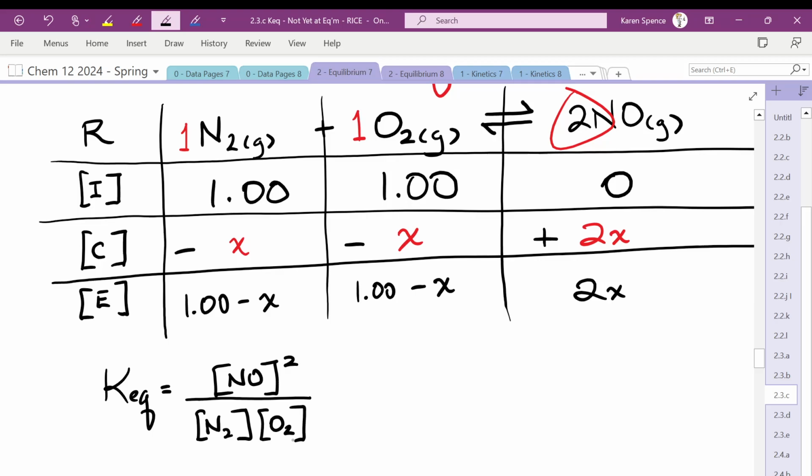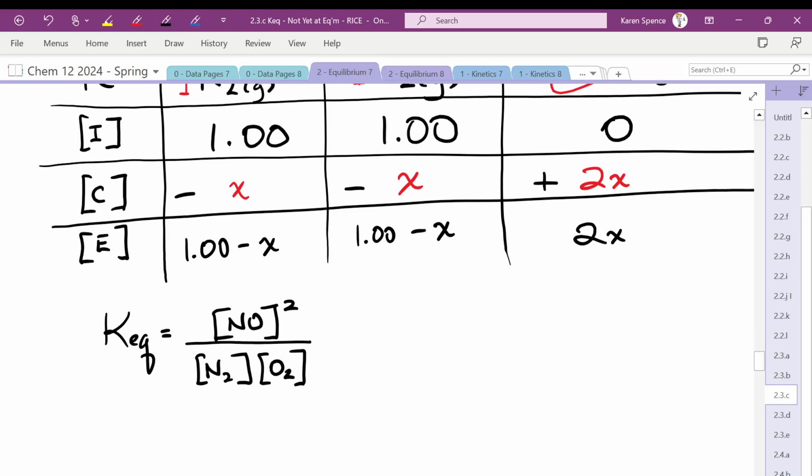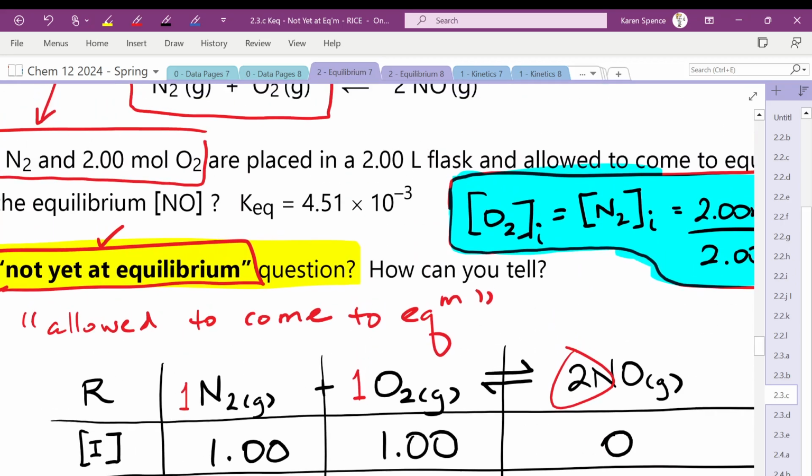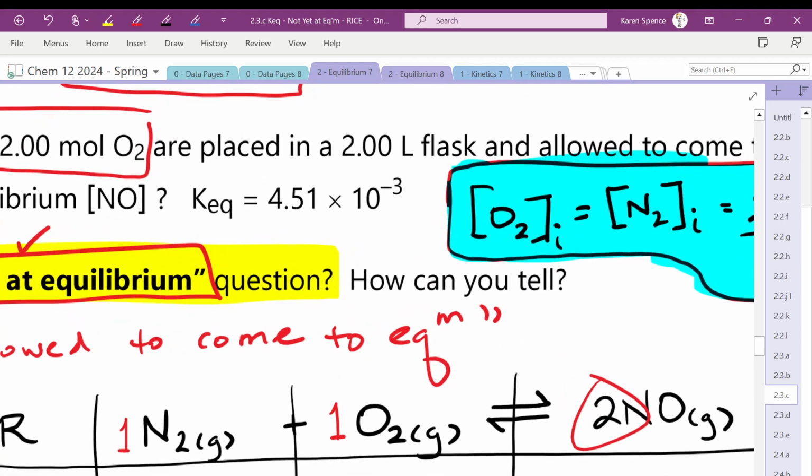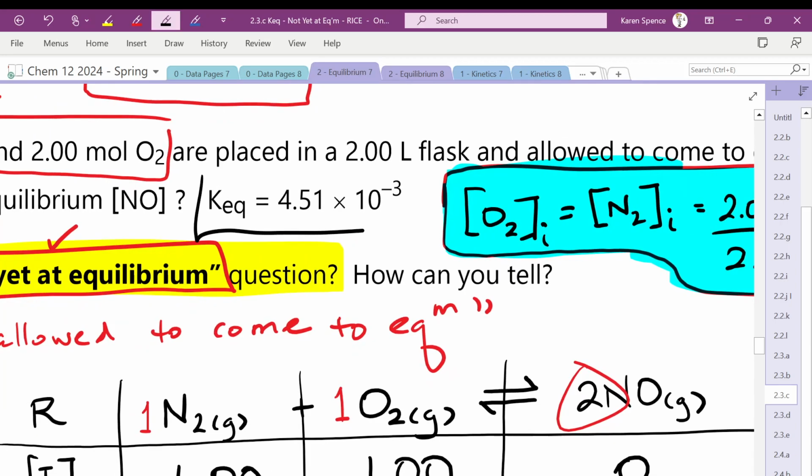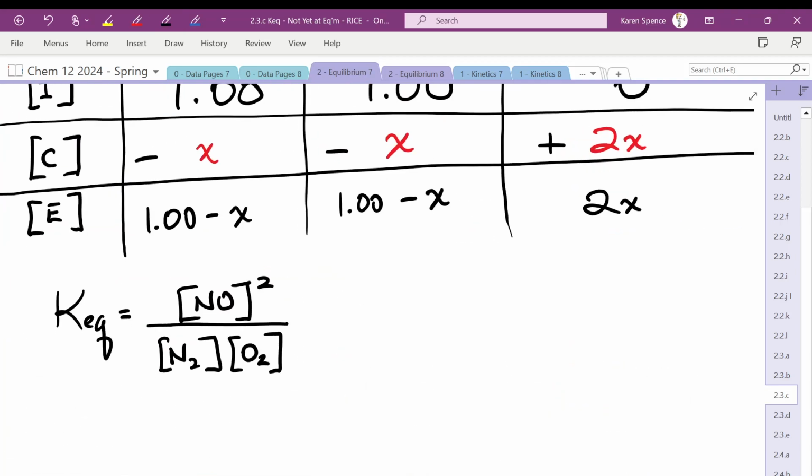Now, it would be really tempting here to solve this, but there's nothing really to solve for yet because x's are all over the place. We can't solve for this unless we were given a Keq, because we cannot have two unknowns, right? So let's go back and see, were we given a Keq value? Thank heaven, yes. Keq is 4.51 times 10 to the minus 3. So we plug that in.